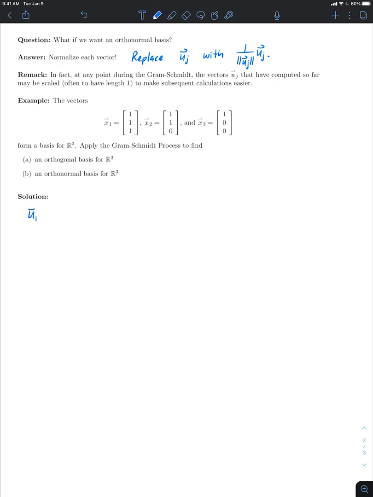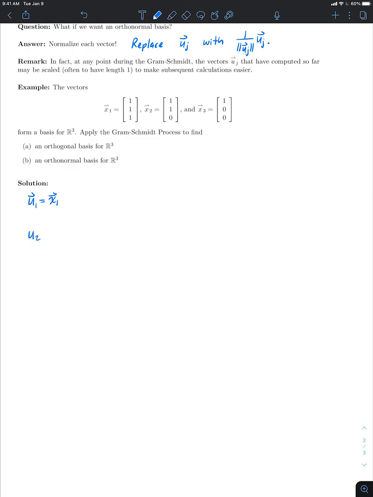You take your u1 to just be equal to x1. No adjustments, no projections, no subtractions. Just take whatever the first vector is, that's going to be your u1. Okay, so we've got one of our three vectors done already. But now the second one, u2, will start with x2, but that won't be the whole story. If we just end with x2 like that, then they won't necessarily be orthogonal, right? We want to subtract the component of x2 that's parallel to u1, the part that's already been accounted for with u1. And that will be our u2.